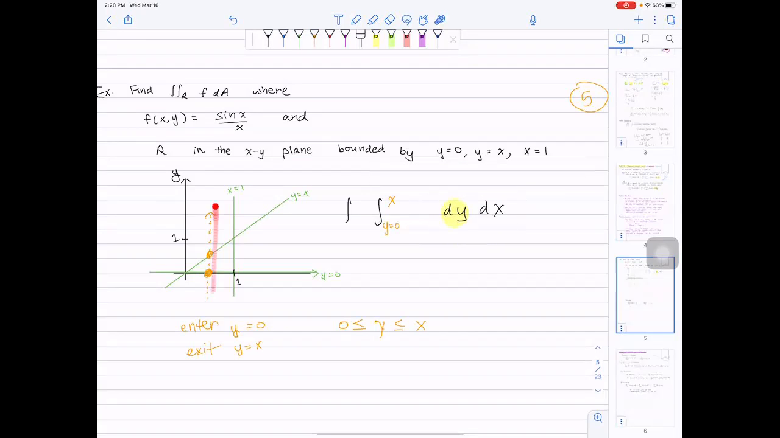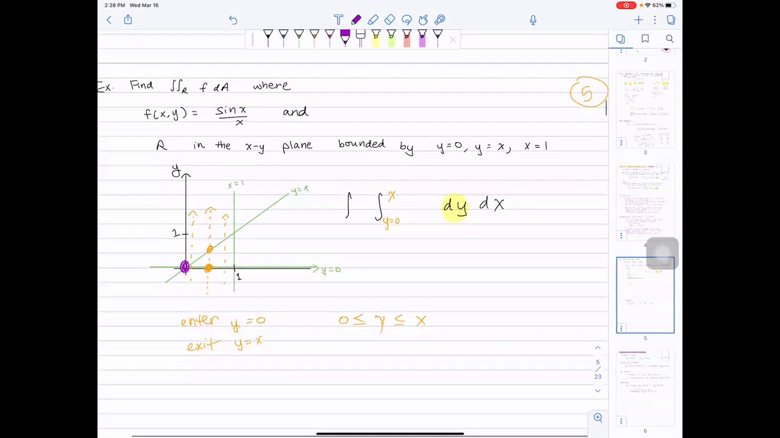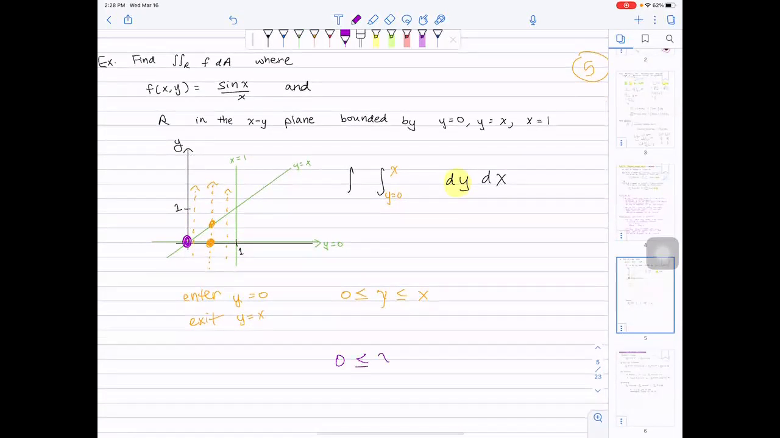Then you look at all of these possible orange lines, all of these upward vertical lines. Out of all of these, what is the smallest x value you can get? The smallest x value you could get is here, where x is 0. That's where it enters. What's the largest x value you could get out of all these lines? 1. So it exits at 1. So your bound is x from 0 to 1. So you do the double integral of your function, sine x over x, dy dx.